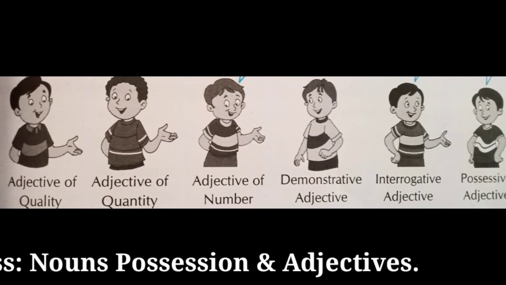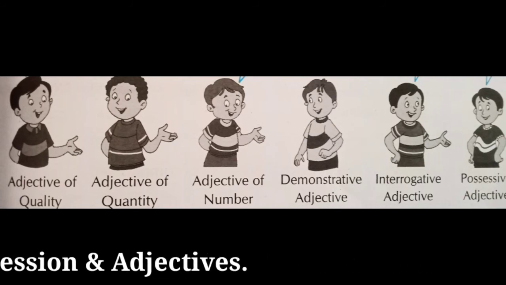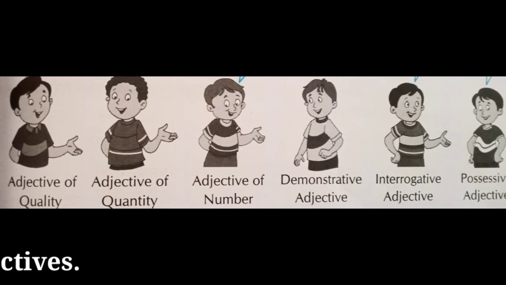Meetu is a good dancer. Good is the adjective of quality. It tells us about the kind of dancer. These words, interesting and good, are adjectives since they tell us about the book and the dancer respectively.